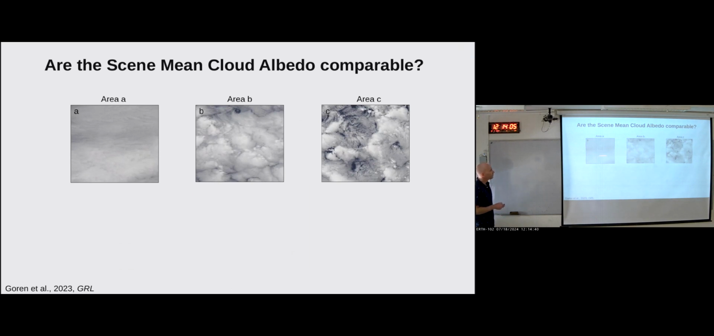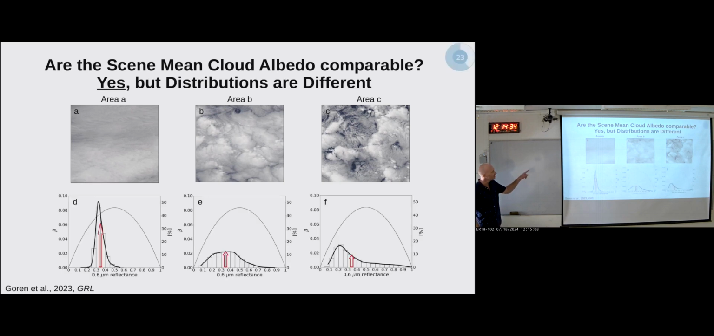Now, here you see three 1 by 1 degree scenes of these clouds. Do you think the mean cloud albedo is the same? I would guess that maybe this has lower albedo, this might have higher albedo. You clearly see different in-cloud morphologies. Now, how do you guess that? Or did you just guess? I know the answer. The answer is yes.